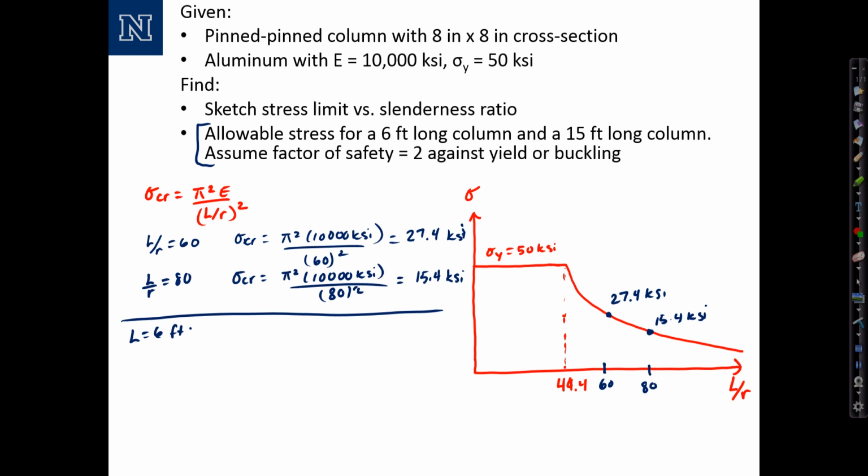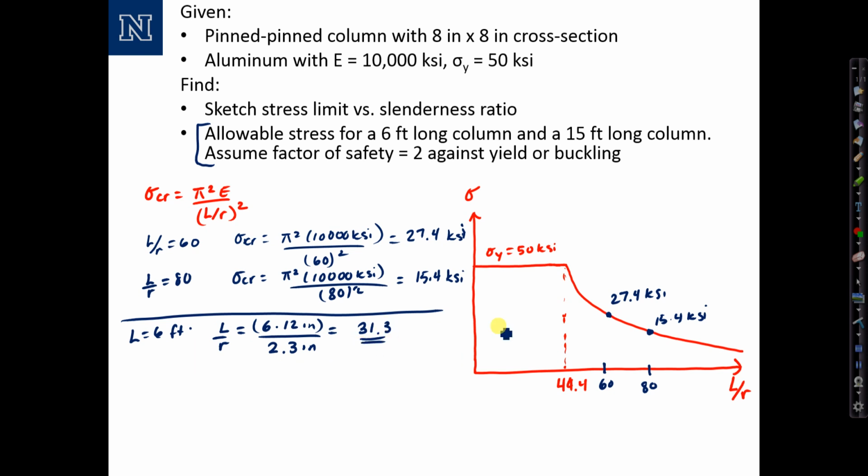Okay, the L over R ratio there, L over R equals 6 times 12 inches. So we want to compute in inches, divided by R, which we computed as 2.3 inches. That value is about 31.3.